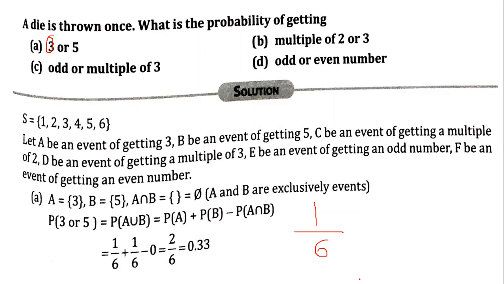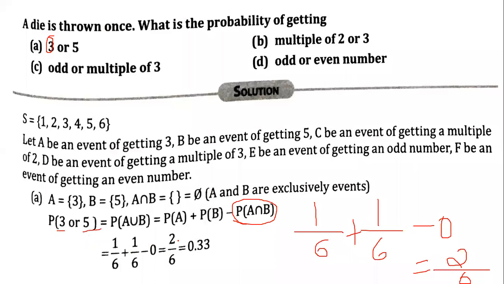Similarly, the probability of getting 5 is also only once out of 6 numbers. Correct? So 1 by 6 plus 1 by 6. P of A is 1 by 6, plus P of B is 1 by 6 again, minus P of A intersection B. Now, since there is nothing common, this will become 0. Now find the LCM. 6 is common, so 1 plus 1 is 2. So the probability of getting 3 or 5 is 2 by 6, or 0.33.